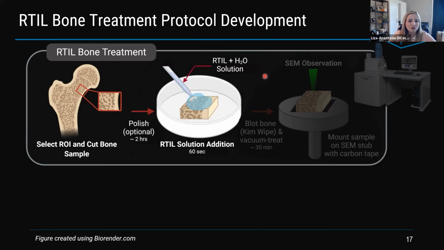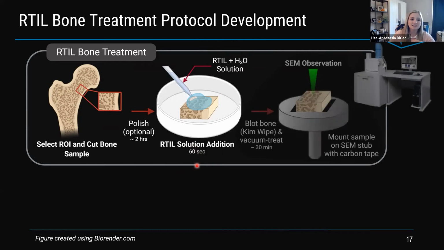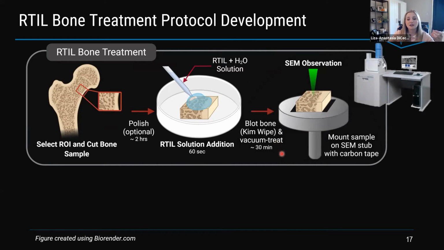In this case, we used a water solution and varied it from 1 to 20% or so. All we did was expose the sample to the solution for 60 seconds. We blotted the sample afterwards to remove excess solution, and we vacuum treated the samples in a desiccator before putting them in the electron microscope. This could be done within 3 hours, which is really amazing, because we could get a bone sample fresh in the morning and image it that afternoon.